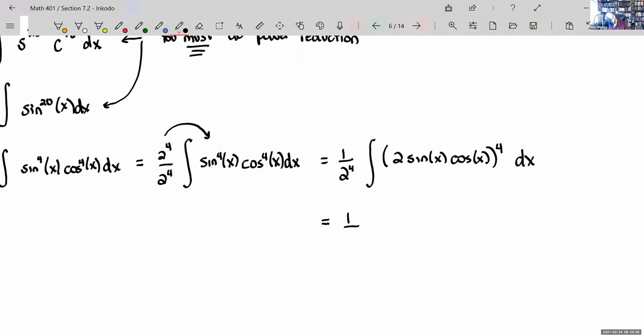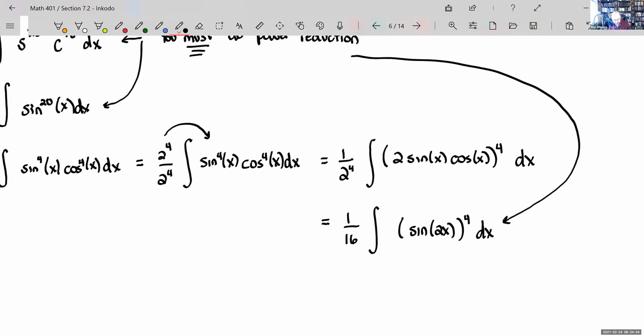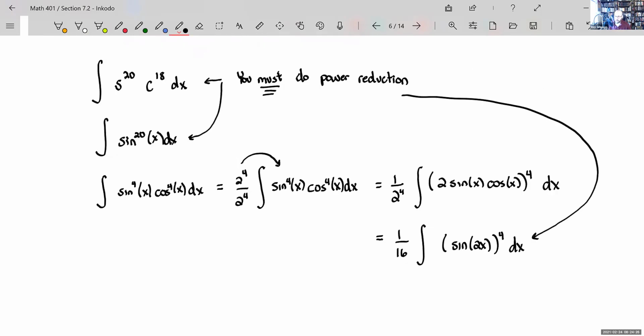That's supposed to be a 16. Sorry about that. That's the sine of 2x being raised to the 4th power. Unfortunately, it's still being raised to a 4th power, so you still have to do power reduction at that point. But it's not a power reduction on a sine to the 4th times a cosine to the 4th. Now it's just a power reduction on sine to the 4th. It's a little less complex, so you still have to do a power reduction there.